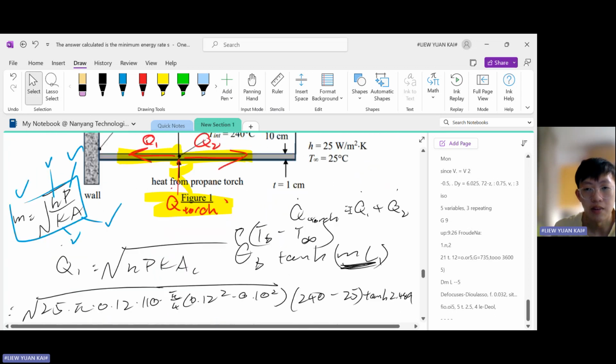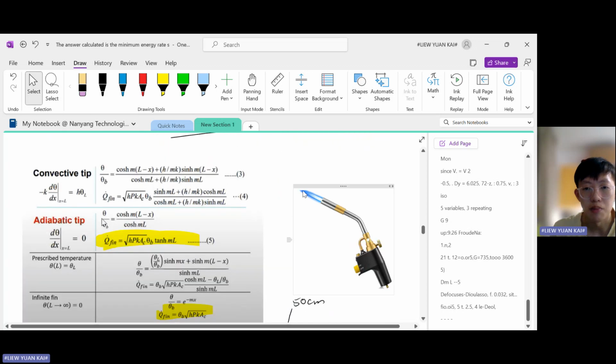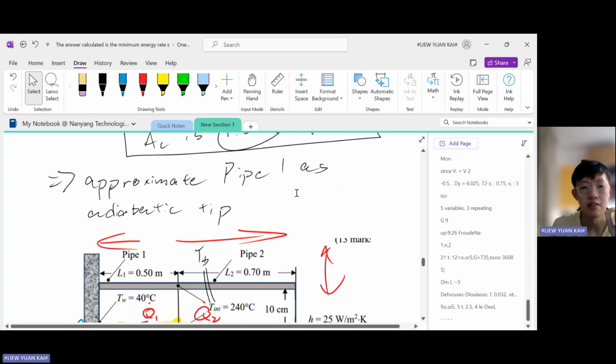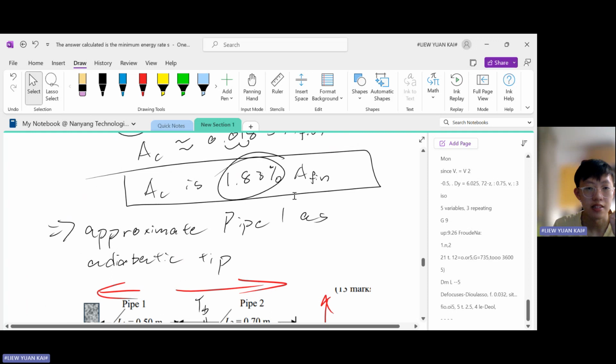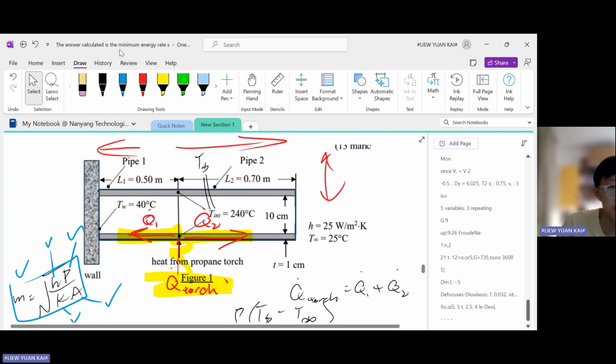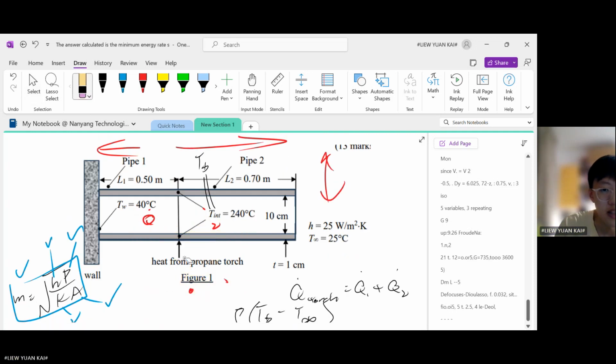So let me explain what I mean. Remember this diagram I showed you here, this propane torch? Do you notice that the tip of the flame is very sharp? It's quite concentrated at a spot. So, look at this welding process. See, our pipe, when we use a propane torch, it's gonna be like this. So you imagine the flame of the propane is like this. Okay, so that means we're gonna be heating up this spot here.